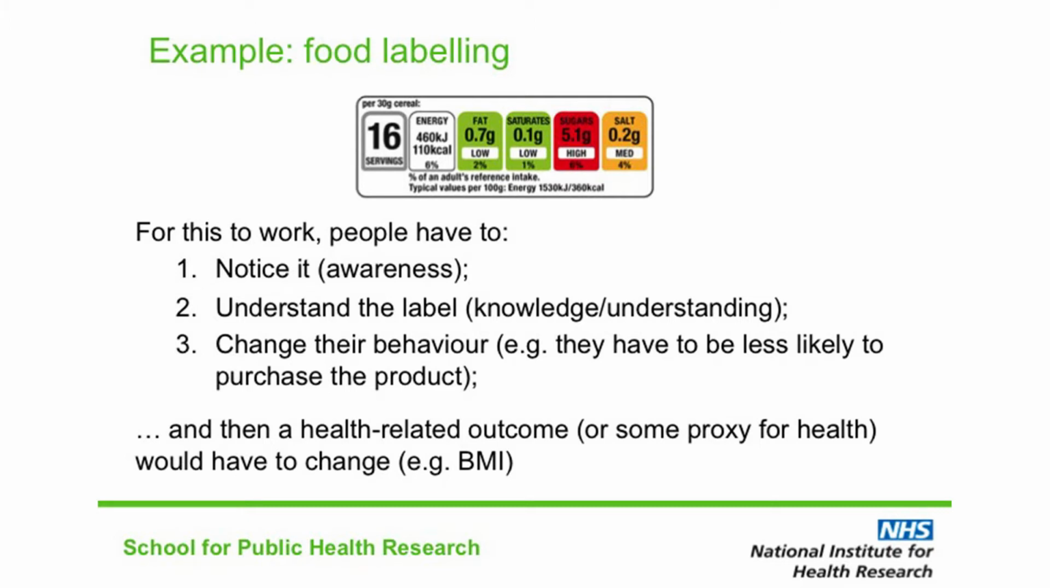So there's actually 4 stages there, isn't there? Now imagine you don't have that much resource to do your evaluation, and you've only measured the first 2 of those stages, noticing and understanding the label. And imagine your results are positive. You find that people do indeed notice them, and do indeed seem to have some sort of understanding of what's on the label. Well, that's fine, you can report that. What you can't do is then say that necessarily what has happened is people have improved their health as a result. If you haven't measured it, you can't say it.